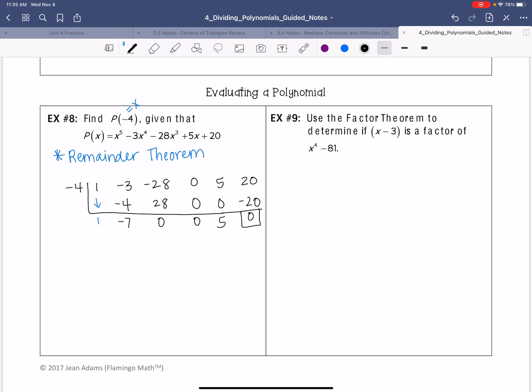So first things first, -4 is actually a 0 of this function. If I plugged -4 into that function, we'd get 0 as the answer. So p of -4 is 0. Like I just said, that means x equals -4 is a 0 of p of x.